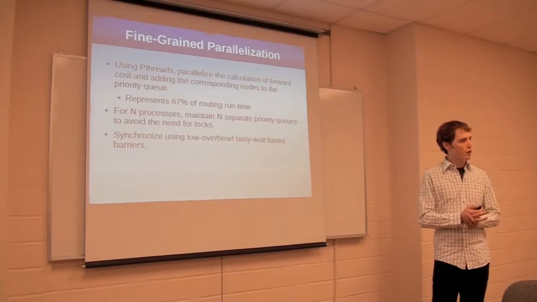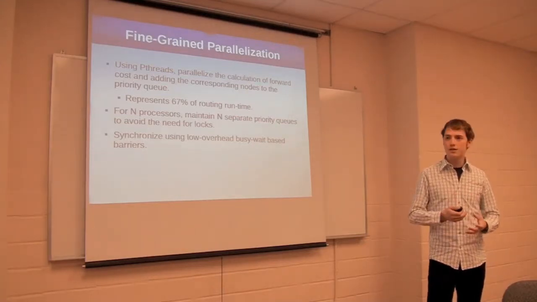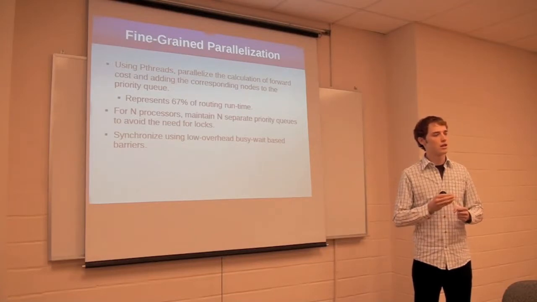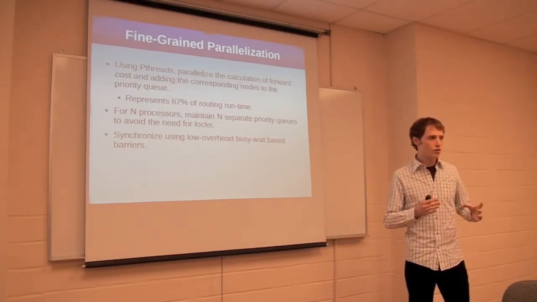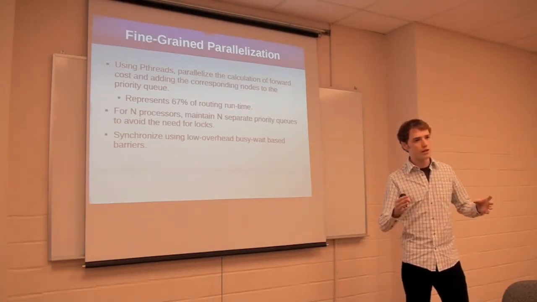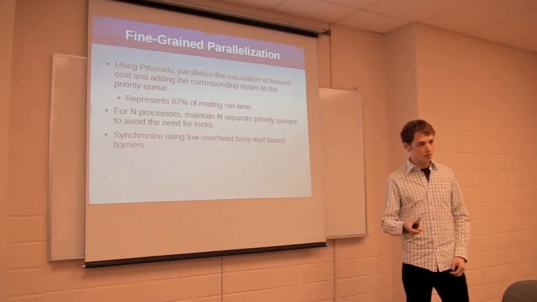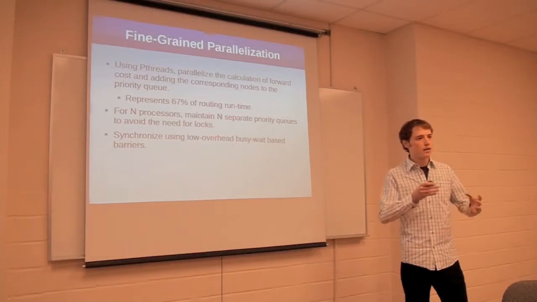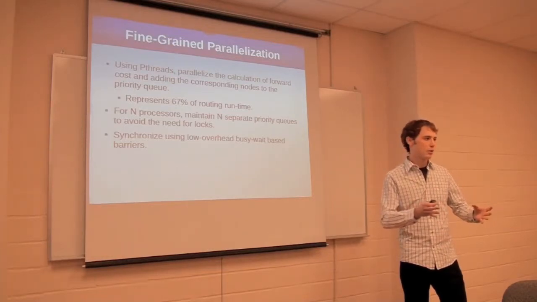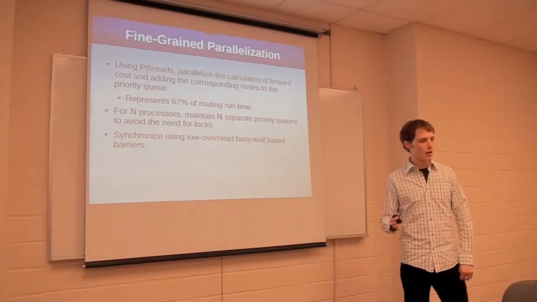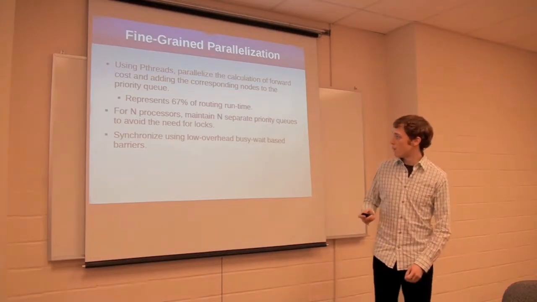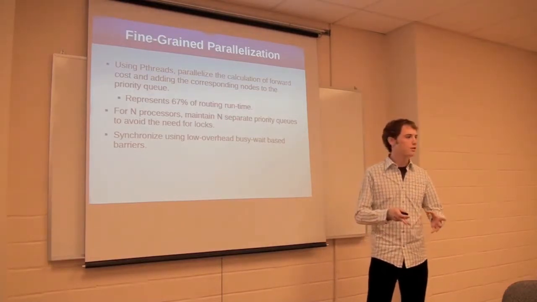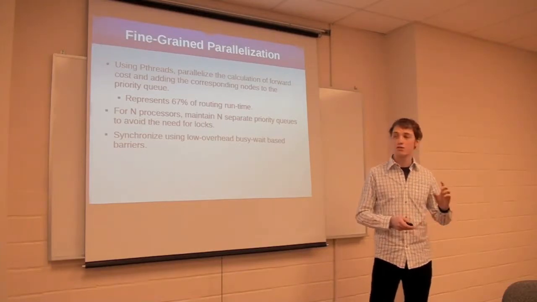With the fine-grained approach, we use p-threads. The part that we actually parallelize is the costing of nodes, so determining the cost of using a node before we add it to the priority queue, and adding that node to the priority queue. Those two steps, when you put them together, represent, for some benchmarks that we ran on VPR routing, about 67% of total routing runtime. So it's a good spot to focus on, modifying just a small amount of code.